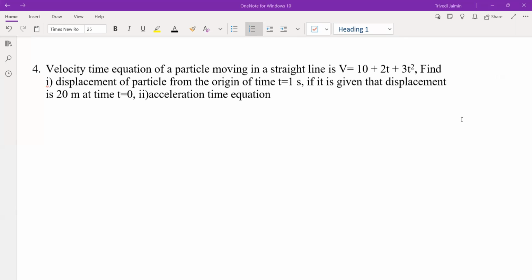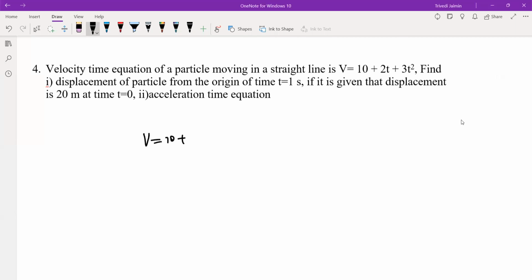Can you explain this question, sir? Okay. Now this one says the velocity-time equation of a particle moving in a straight line is given as v equals 10 plus 2t plus 3t square. What is the velocity formula? v equals ds by dt, which means differentiation of s with respect to time.